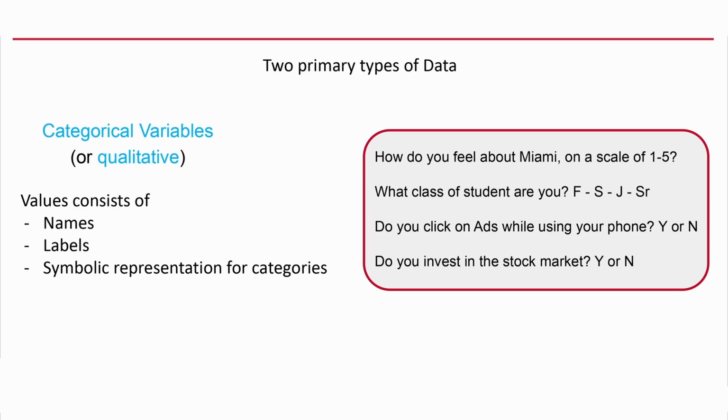But here on the right, here are some questions that would result in qualitative data. How do you feel about Miami on a scale of 1 to 5? What class of student are you? Freshman, sophomore, junior, or senior? Do you click on ads while using your phone? Yes or no? Do you invest in the stock market? Yes or no? The answers to these questions are names, labels, or symbolic representations for categories.